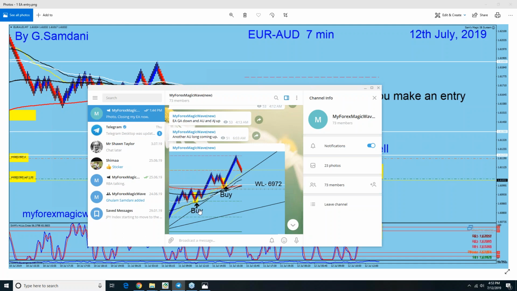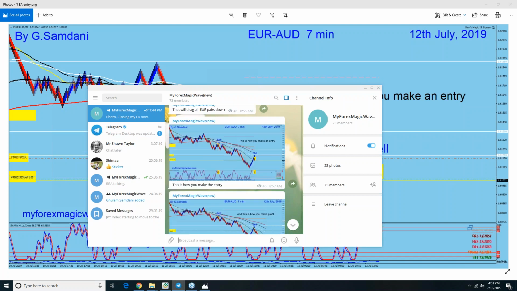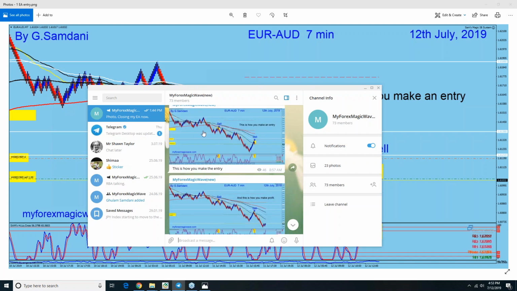I was already in from here. This one I didn't take because I was already in here, but this one I wanted to show that this is how you wait for the entry and then get into the trade. So I was waiting here, and that's why I posted that this one is the entry here, and I also said the EA short is also in place. That means the setup was there, and as soon as it started working out, I made an entry, I saved the chart, and I posted on my Telegram that this is how you make the entry after you wait and see if the setup is ready and kicking in.